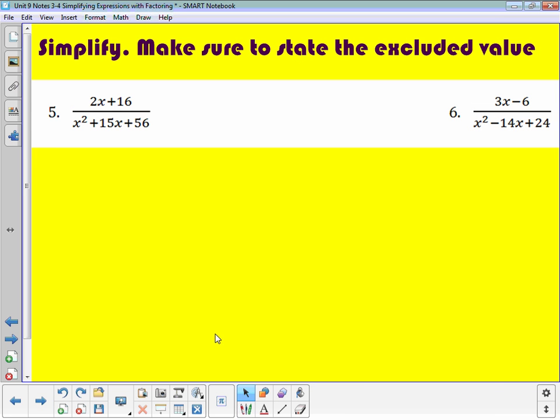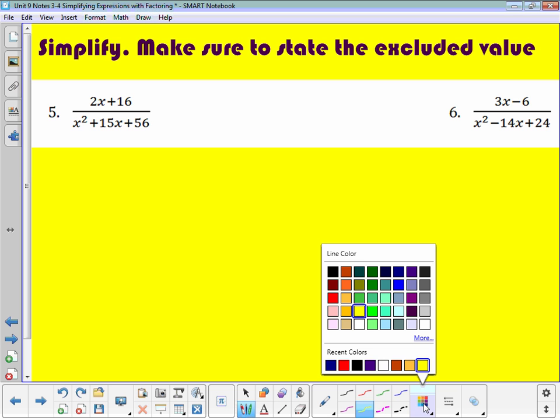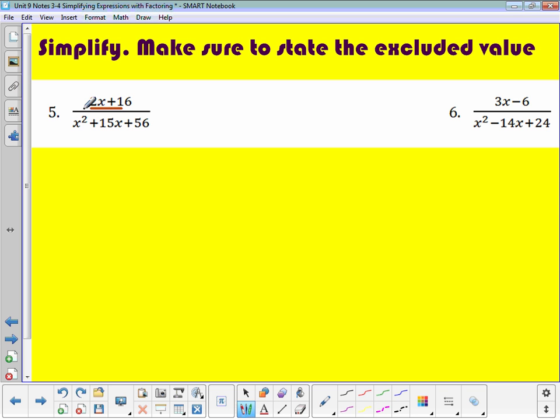For number 5, the first thing we want to do is, on this one, factor the top and the bottom. Taking a look at the top, I notice that I have 2x plus 16. There I want to take out a greatest common factor because there is one. I'm asking myself, what divides 2 and 16? The answer is 2. So I'm going to divide each of those terms by 2, and I'm left with x plus 8. That's going to be our new top, 2 times x plus 8.